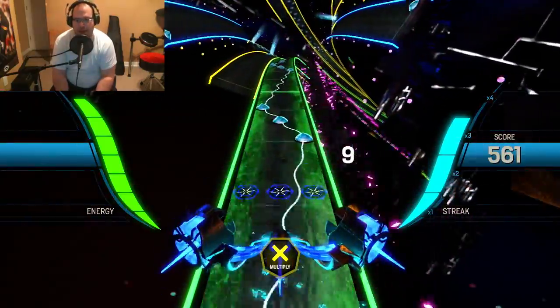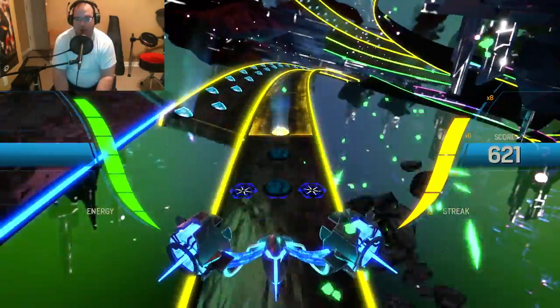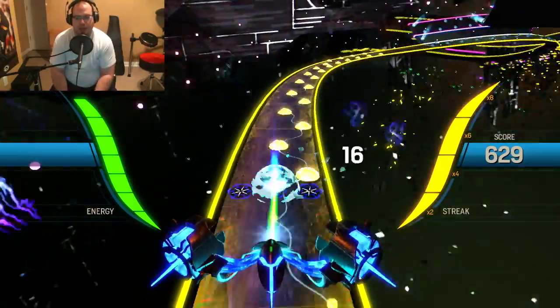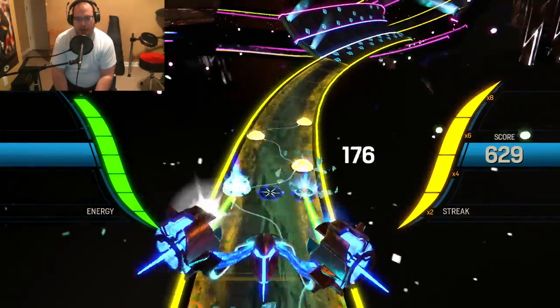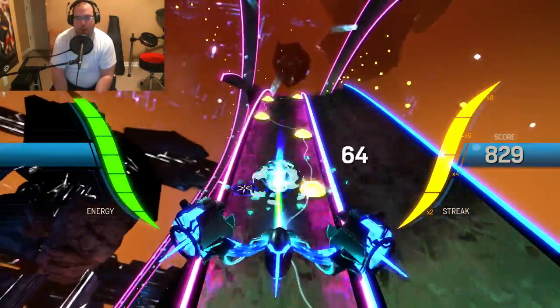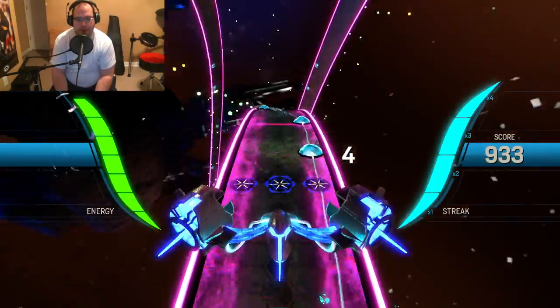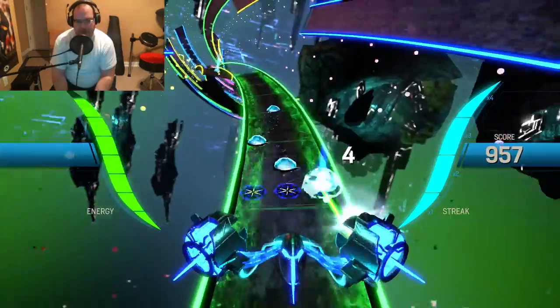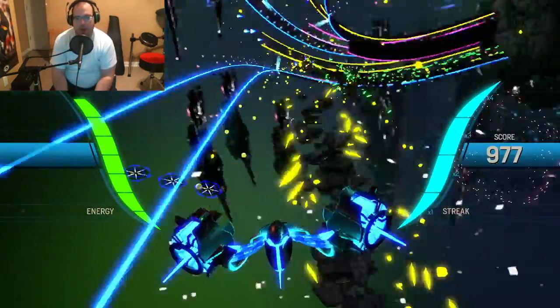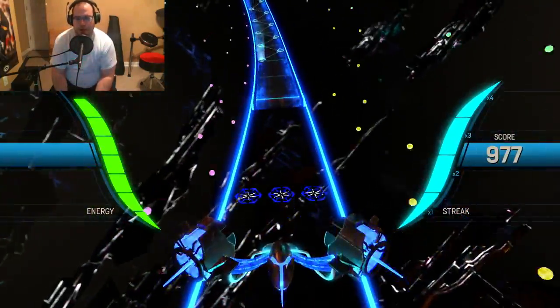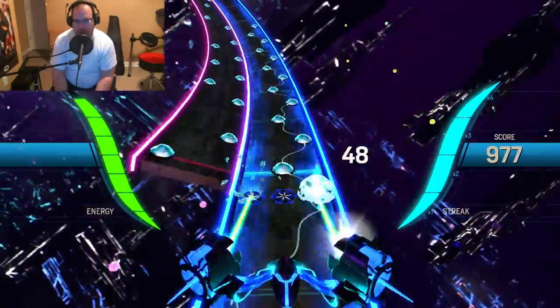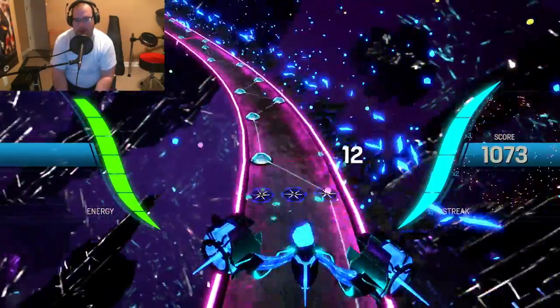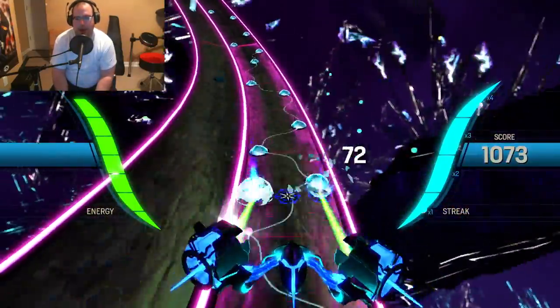So say for instance here, I'll launch it right here, and that way you can get the most out of that multiplier. And what that will do is extend the multiplier for another bar or so, so you can get the max points possible on that track. So that's a perfect example of using the multiplier at the right time.